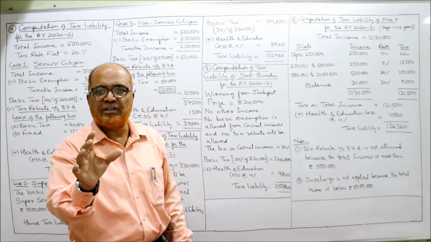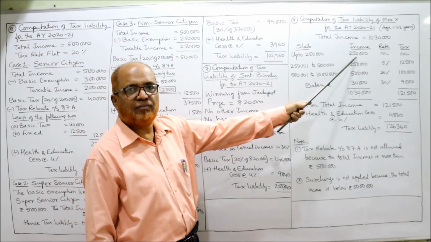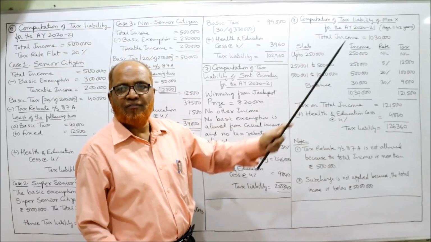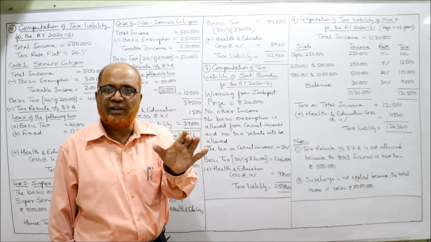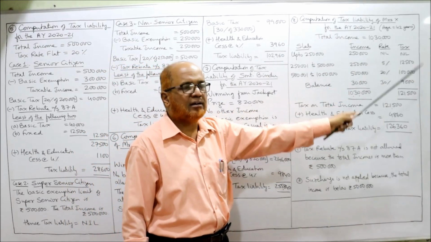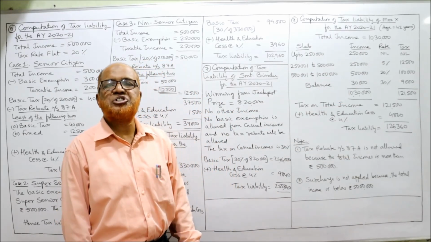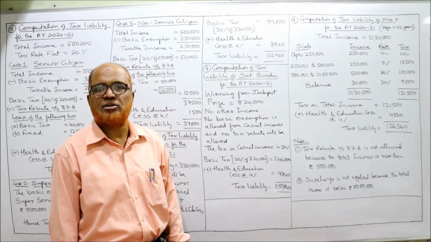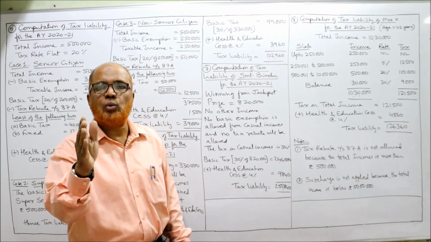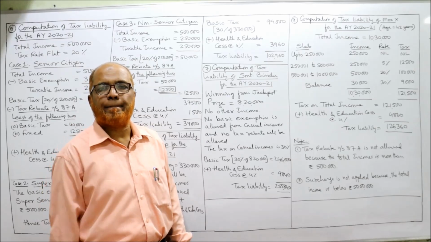First slab is up to 2,50,000. From 1 rupee to 2,50,000, the income is 2,50,000. Rate of tax is nil. Tax is nil. This is the first slab, the basic exemption limit of 2,50,000.